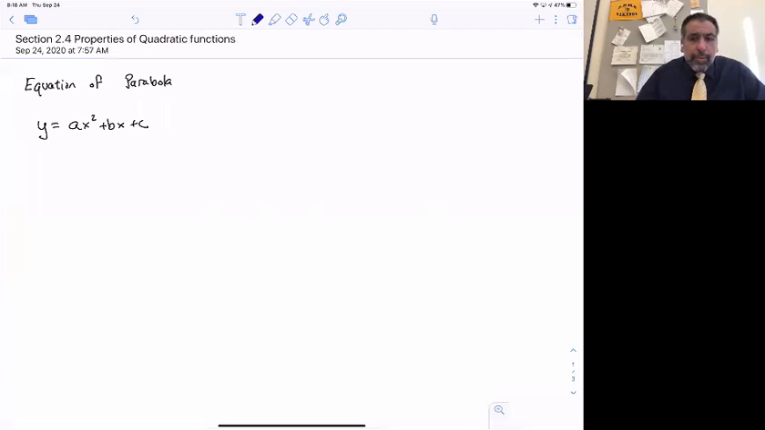And the vertex, if you don't remember, is either the highest point if your parabola opens downward, or the lowest point if your parabola opens upward. There were a couple of ways to find it. We're going to talk about two today.